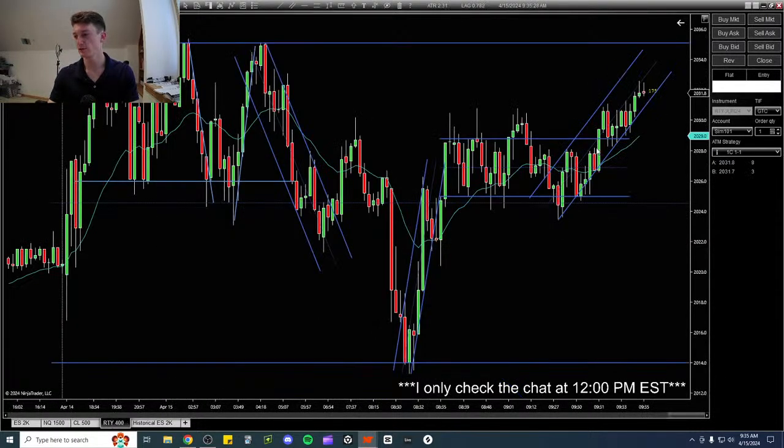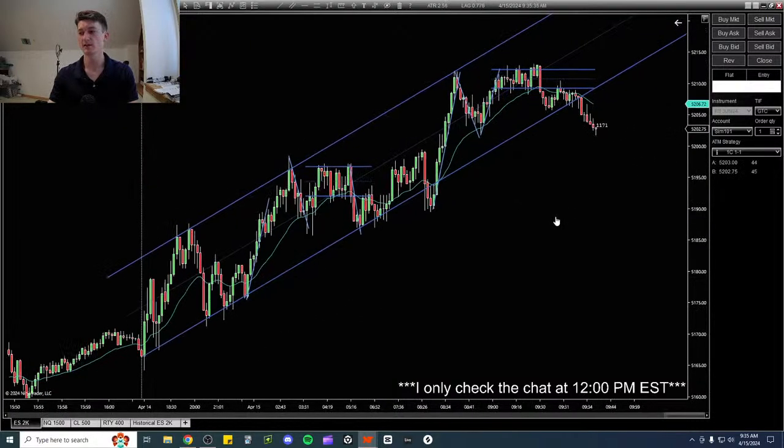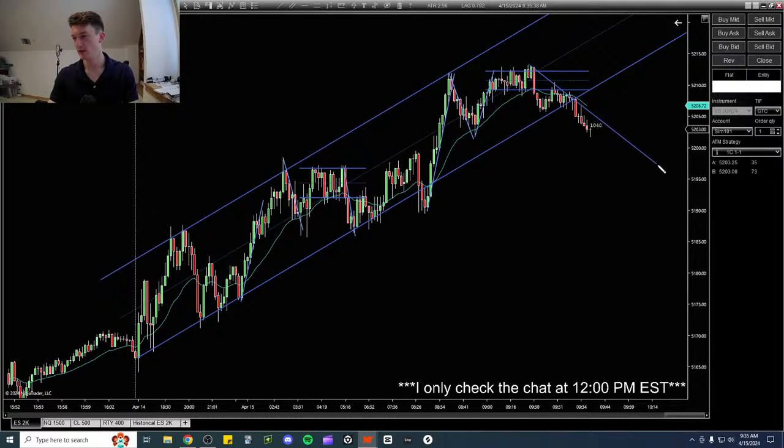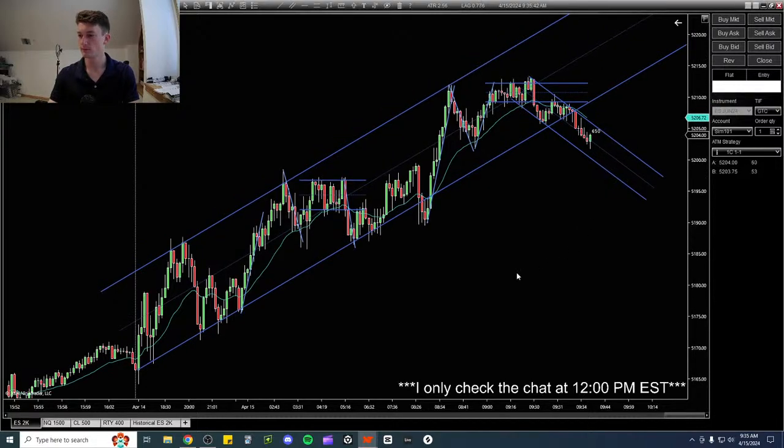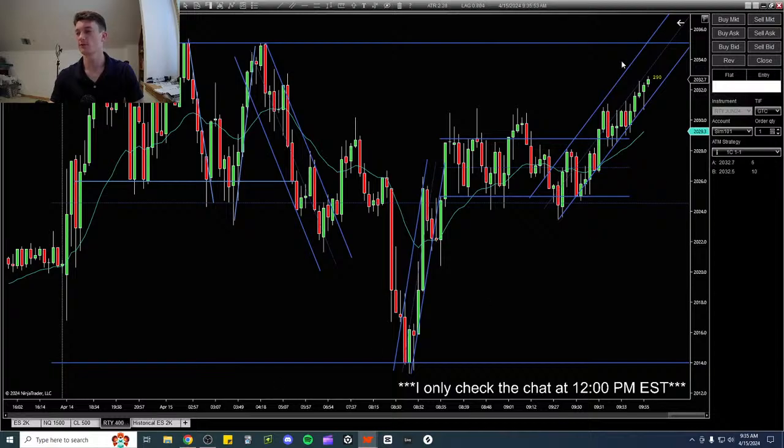The RTY looks to be holding this uptrend so far, at least. And the ES is also working down. It looks like there could be something like this. So definitely looking for shorts in the NQ and the ES. Possibly looking for longs on RTY, but prices are getting pretty close to the resistance here on RTY.